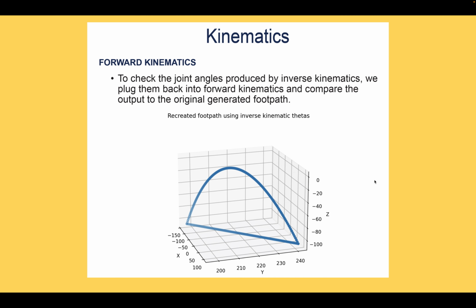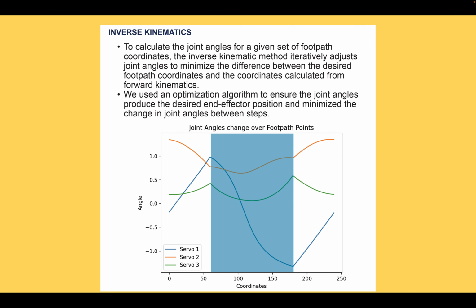Moving on to inverse kinematics. To calculate the joint angles for a given set of coordinates, the inverse kinematics iteratively adjust the angle to minimize the difference between the desired footpath coordinates and the coordinates calculated by forward kinematics. This was done by using an optimization algorithm. And as you can see from this graph, this is the change in angles over the footpath coordinates of the 3 servo motors, and the white region represents the swing phase of the leg, and the shaded blue region represents the stance phase.